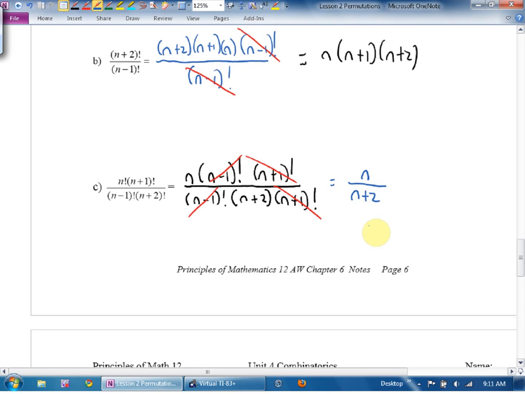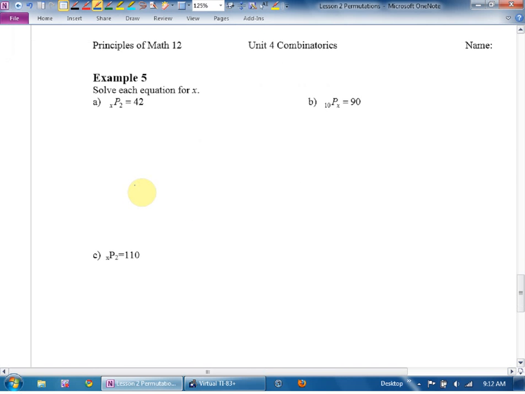I will put one of these on the multiple choice section of your unit test. I'll give you a factorial to simplify. Or they can give you a permutation equation to solve. Now, this says xP2 equals 42. Remember that nPr is n factorial all over n minus r factorial.